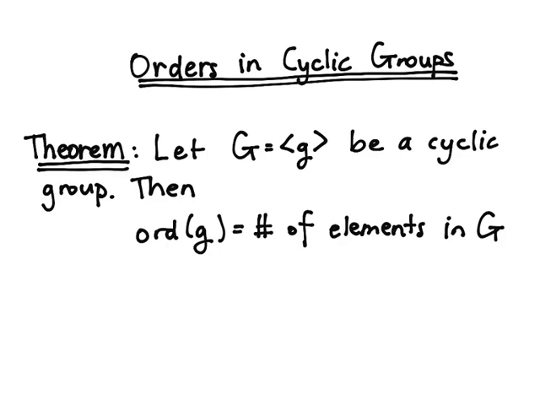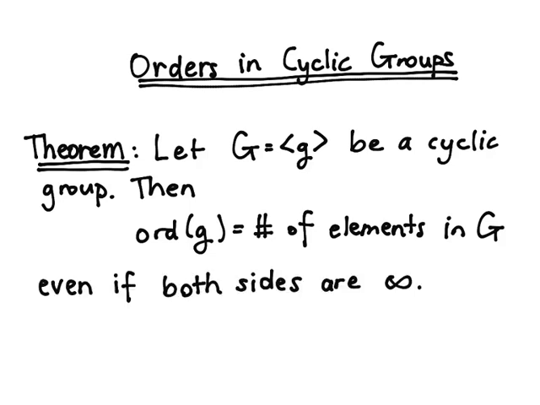Hey everybody, let's dive right into the proof of the theorem that I stated at the end of last video. So to remind you, here's what that theorem said. It said, let capital G be a cyclic group, which is generated by an element lowercase g. Then the order of that element lowercase g is the same as the number of elements in the group capital G. And let me even add on one more phrase to this, which is that the two sides of this equation are equal to one another, even if both sides of the equation are equal to infinity.